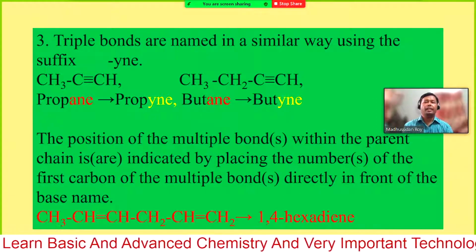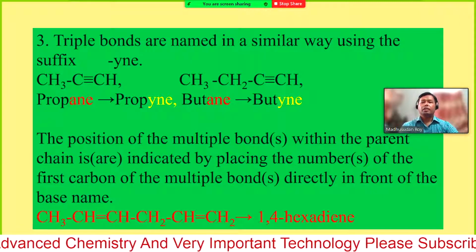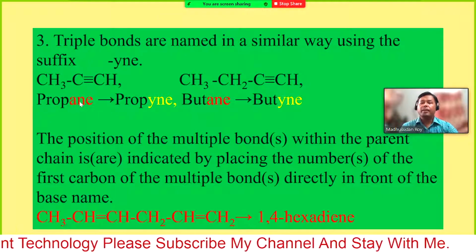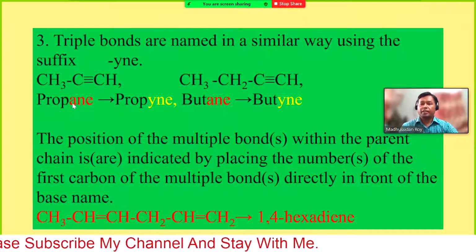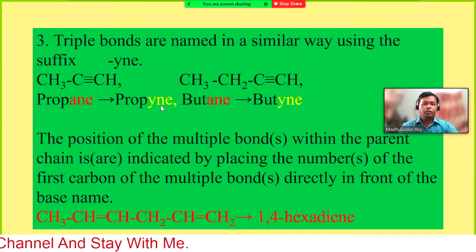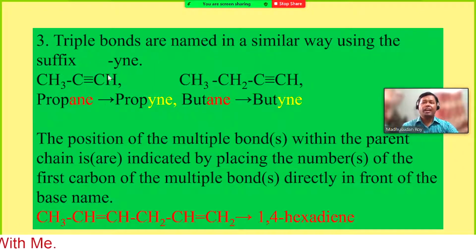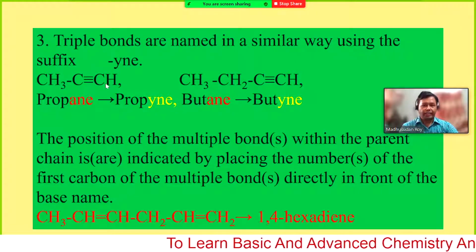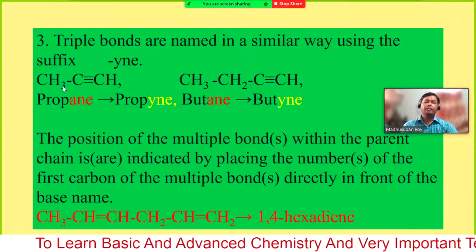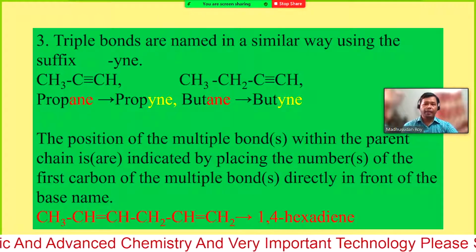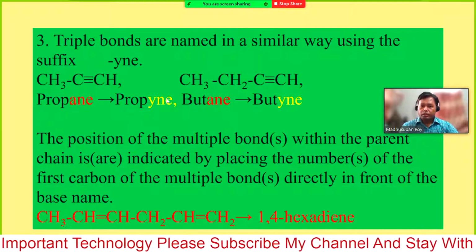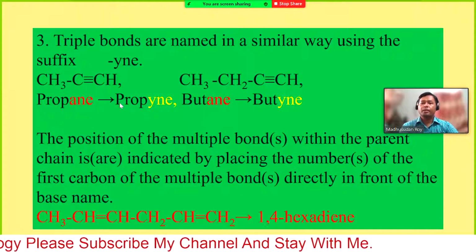As I have already mentioned, for alkene it is exactly similar, except previously we changed the ane ending of alkane, like propane, to ene for alkene. But in the case of alkyne we have to change it to yne. So here you can see this is our 3 carbon alkyne, therefore the parent alkane is propane. From propane, if we replace ane with yne, we will get propyne.